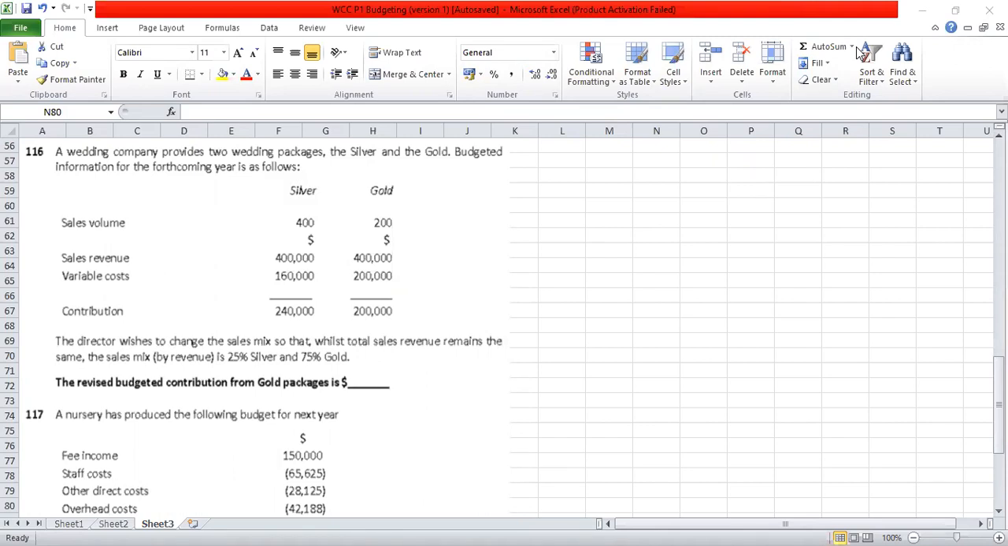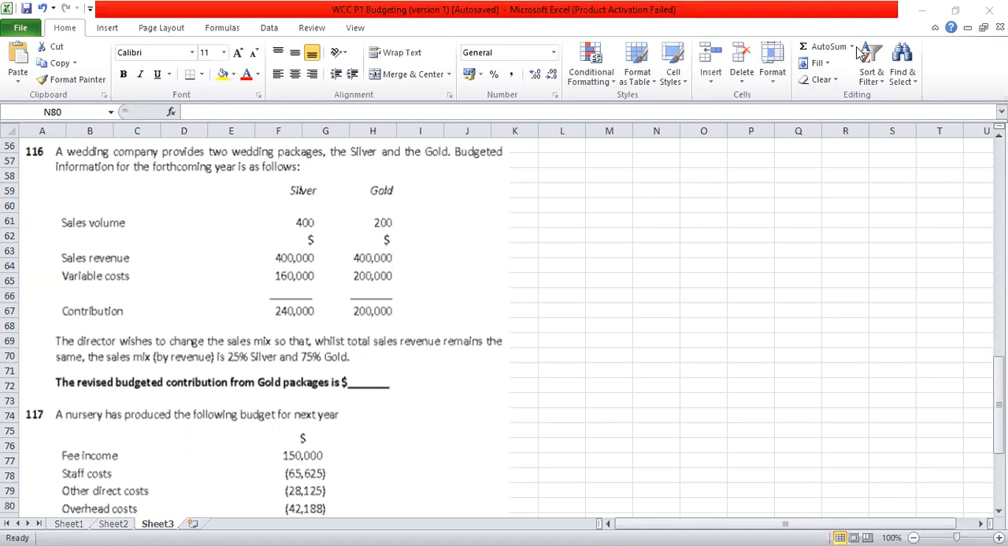So as of now, it is 50-50%. But out of 800,000, they would want to have their sales for silver as only 25% and the remaining 75% for gold. By making that change, we need to find out what is the revised budgeted contribution.